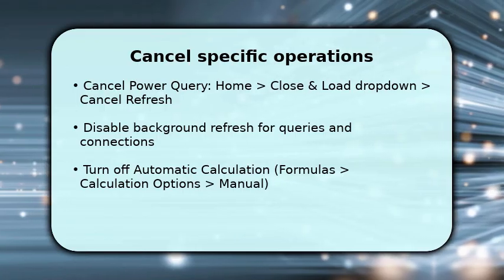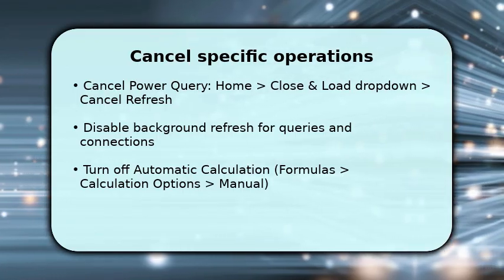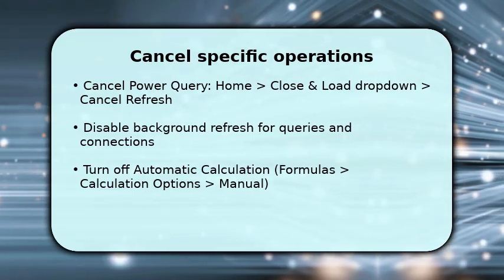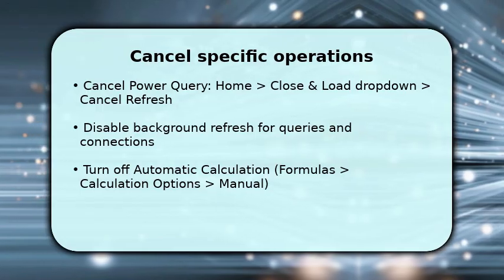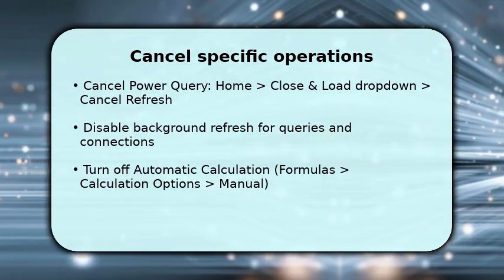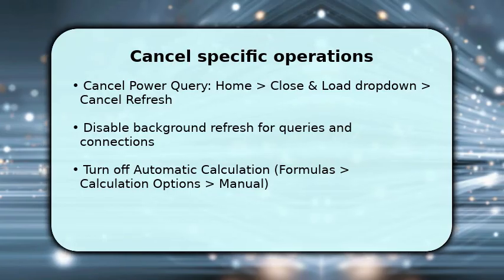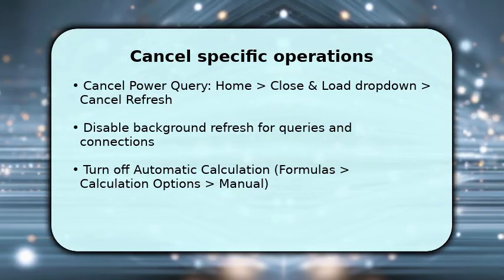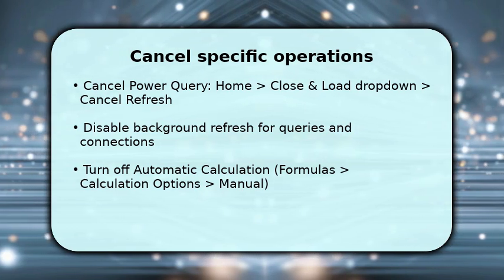Make sure each query's properties has Enable Background Refresh unchecked and connections are set not to refresh on file open. Then switch Excel to manual calculation via Formulas, Calculation Options. These steps stop automatic or background refresh processes and prevent them from restarting without your explicit action.